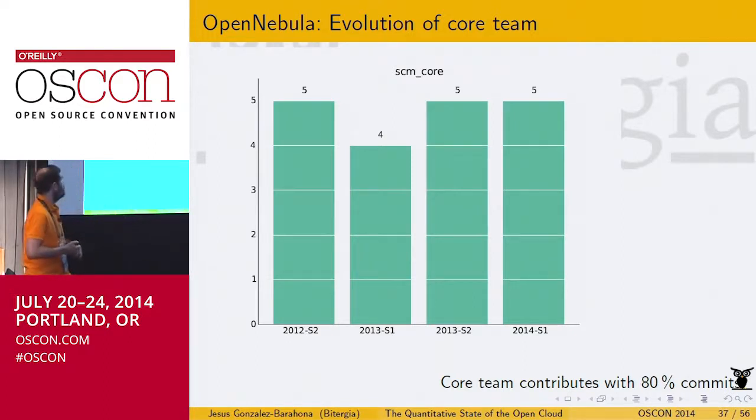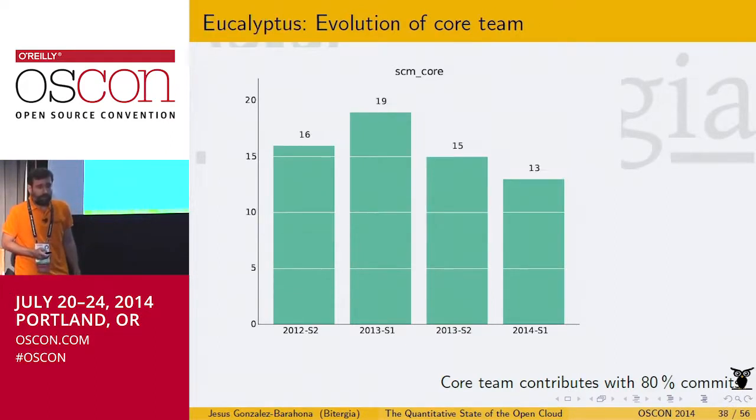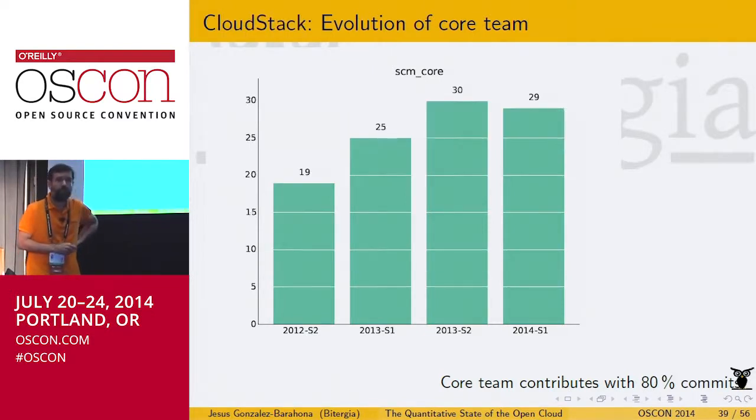And while this is Open Nebula, you can see how it's ranging from 4 to 5. This is semesters, so the last 4 semesters starting in the second semester of 2012 up to now, right? This is Eucalyptus, so you can see how they had a maximum like 1 year ago of 19 people. Now they are closer to 13. And this is Cloud Stack. Here you can see how they're getting up. Well, during the last 2 semesters, that's similar, around 30.